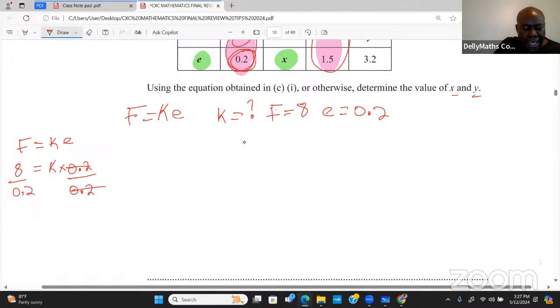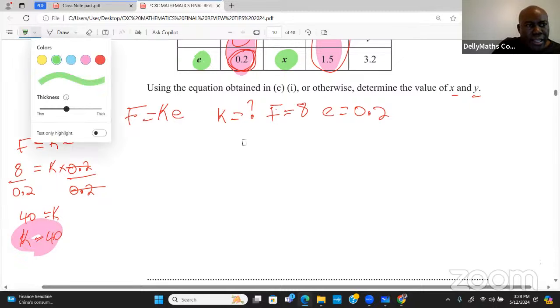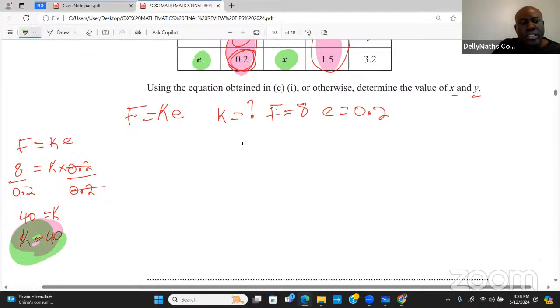So when we divide this by 0.2, let us work this out. 8 divided by 0.2, we're getting 40. So I'm getting 40 for K, or a lot of people may say K equal to 40. Doesn't matter. So K is equal to 40 right there, which is what we definitely need.